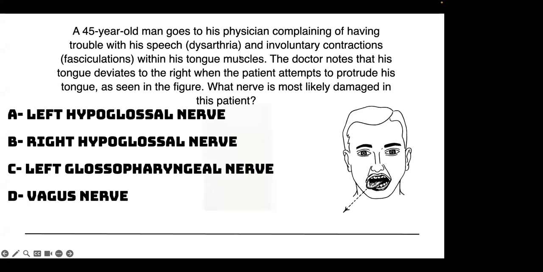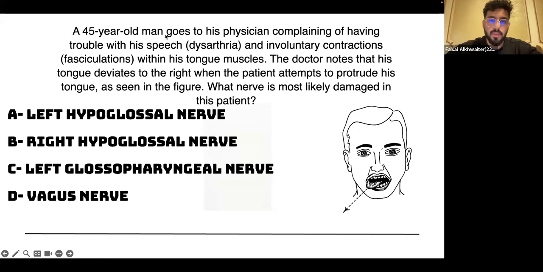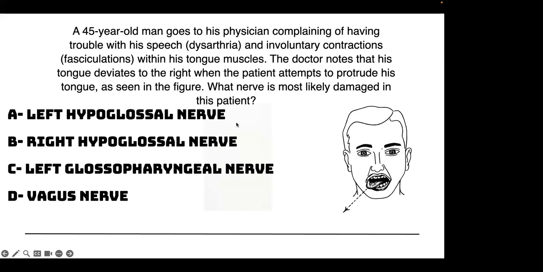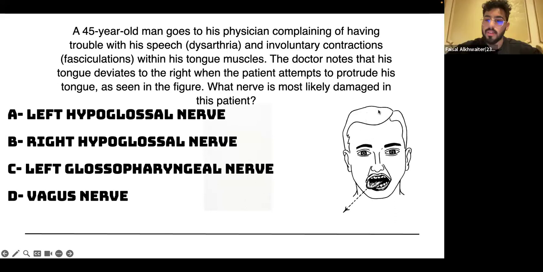Okay, great. A 45-year-old man goes to his physician complaining of trouble with his speech and involuntary contractions within his tongue. The doctor notes that his tongue deviates to the right when the patient attempts to protrude his tongue, as you can see in the figure. So what nerve is most likely damaged in this patient? Right hypoglossal. Yeah, B. Okay, so why do you guys think it's the right hypoglossal nerve?